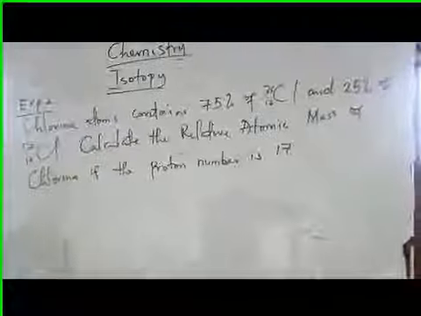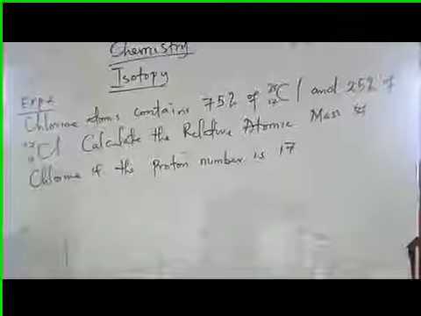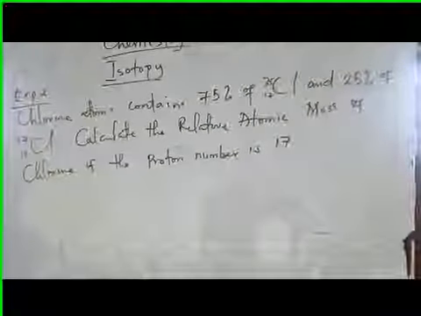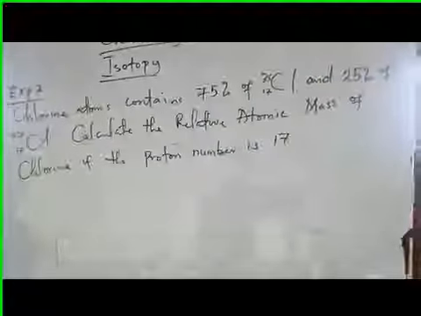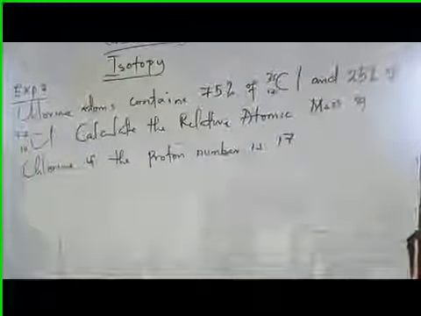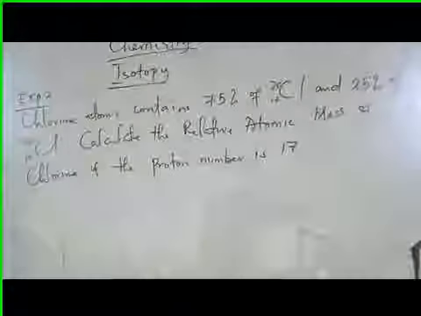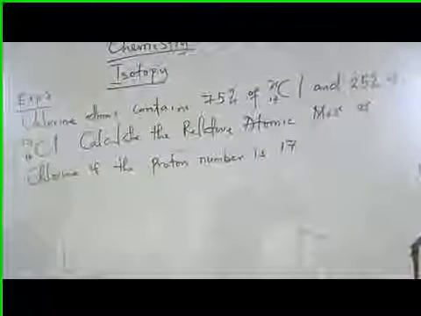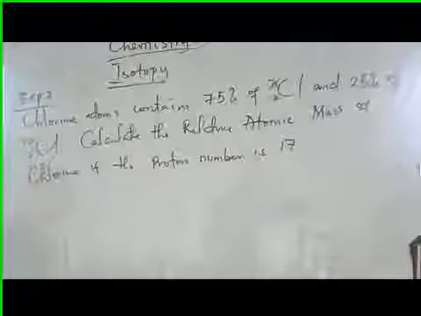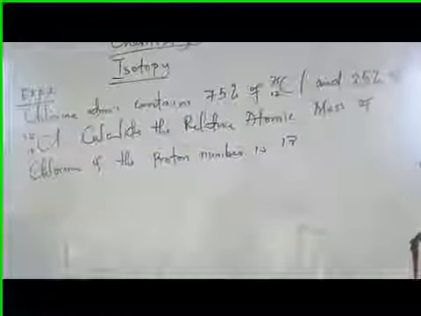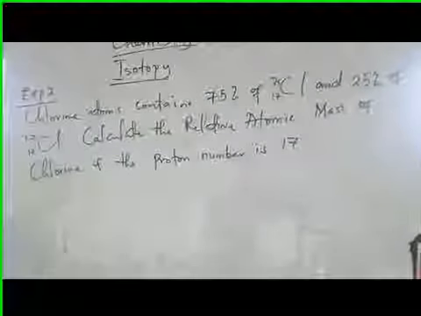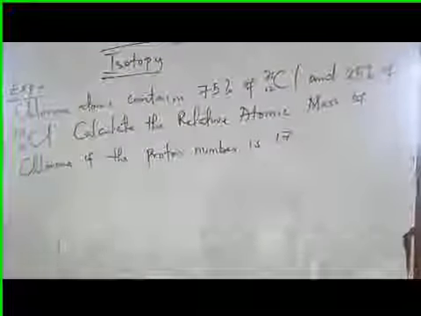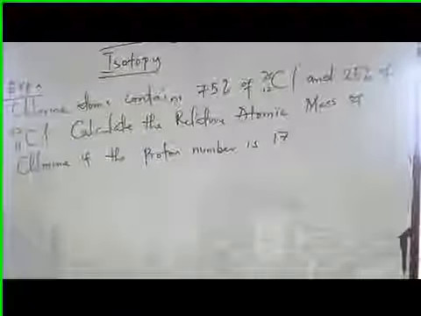Example 2. Chlorine atoms contain 75% of chlorine-35 (³⁵₁₇Cl) and 25% of chlorine-37 (³⁷₁₇Cl). Calculate the relative atomic mass (RAM) of chlorine if the number of protons is 17. The relative atomic mass of an element that exhibits isotopy is the average mass of its various isotopes as they occur naturally in the element, as we have seen in the first example. So here we are going to find the average mass of these two isotopes also.